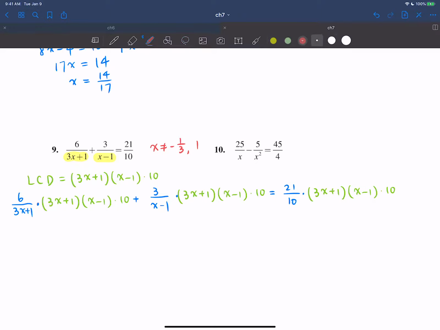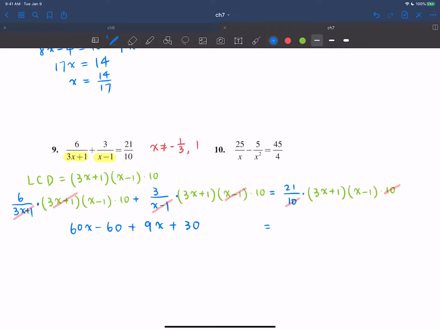You cross out common factors for each part. First part, 3x plus 1 can be cancelled out. Second, x minus 1 can be cancelled out. And the third one, 10 can be cancelled out. And then you write down what's left. For the first part, I'm going to multiply 6 and 10 first. That gives me 60. And then I distribute that into x minus 1, so 60x minus 60. That's the first part. Second part, I'm going to multiply 3 and 10 first. That's 30. And then I distribute into 3x plus 1. That will be 9x plus 30.